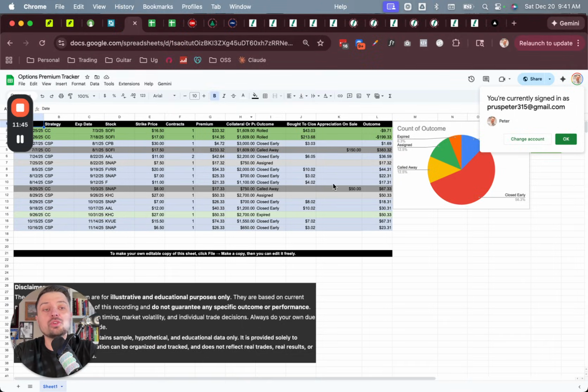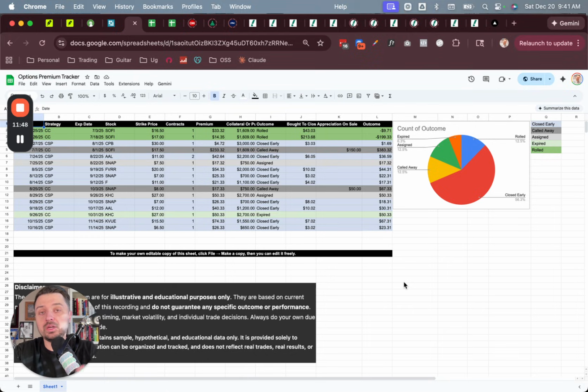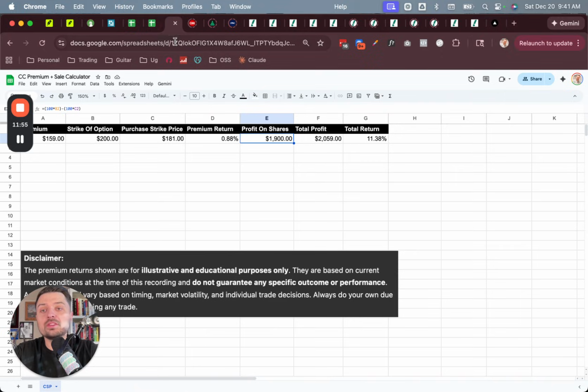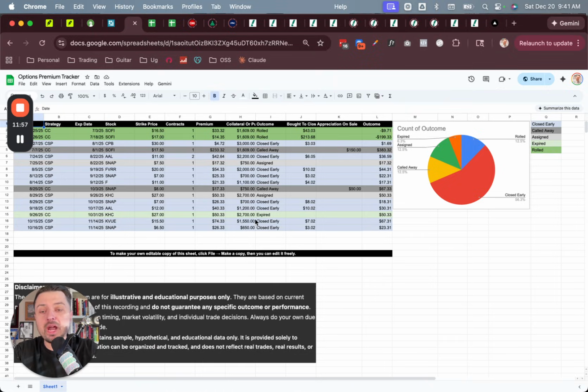Also, make sure you cross-reference everything when you're doing your strike selection, your put selection, all of that, and your covered call selection with your calculator. I can't stress it enough. Make sure you're tracking all this stuff for yourself.